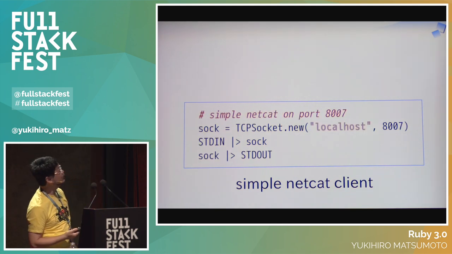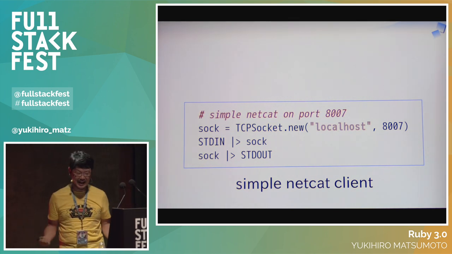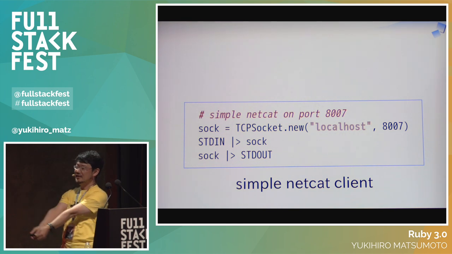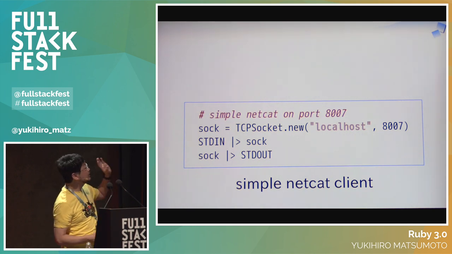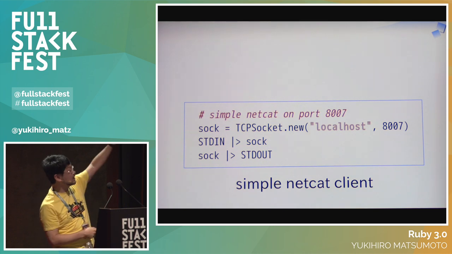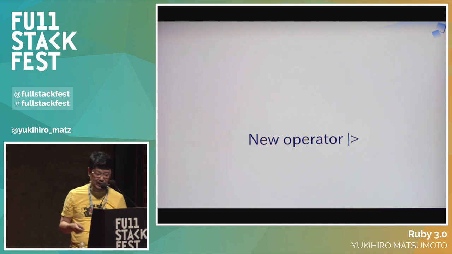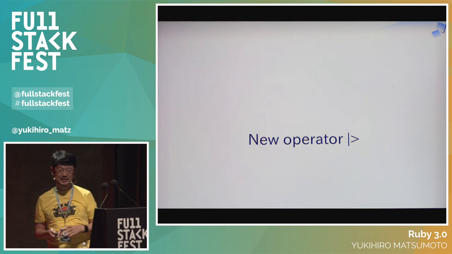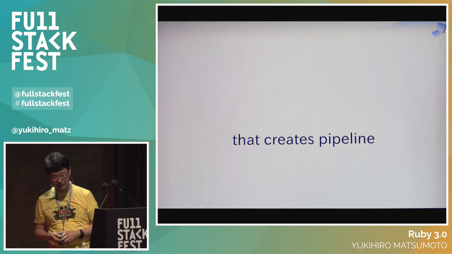This is the simple echo server. The next example is a simple netcat. So read a line from standard in, then send it to the network socket, then receive the output from the network socket. Unlike shell programming, the pipeline operators just prepare the pipeline. It doesn't run at this point. We don't promise anything, but we will introduce the new pipeline operator, that creates a pipeline.